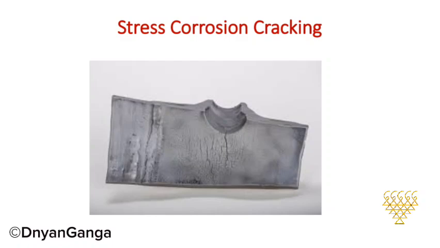SCC typically initiates at microscopic flaws or stress concentrators in the material, and once it starts, it can propagate rapidly, leading to sudden failure. That's why early detection is so important, especially in critical components like pipelines, reactor vessels, or marine structures. Connecting this to our overall theme of material integrity and safety, managing stress levels, controlling environmental conditions, and selecting appropriate materials are essential strategies to mitigate SCC risks.